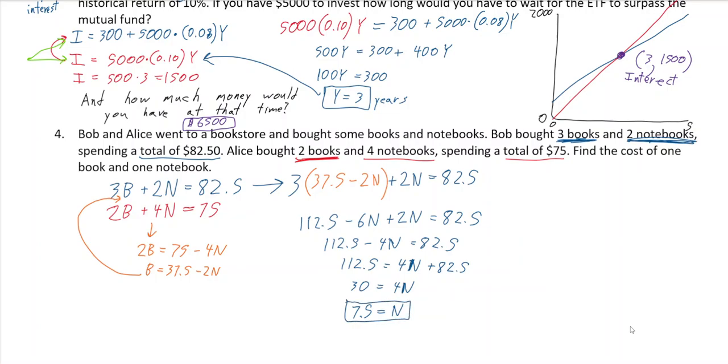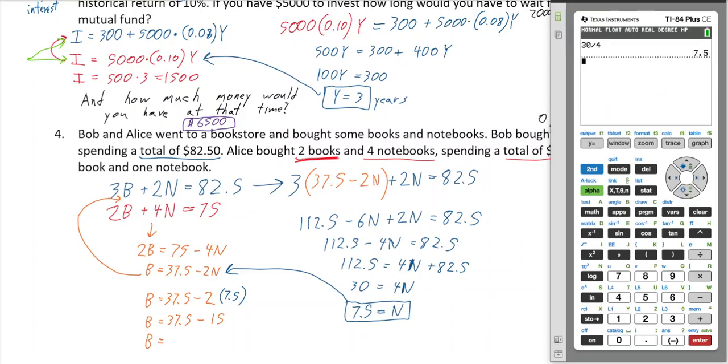Now that we have our N value, you can substitute it back into the orange and solve for B. So B equals 37.5 minus 2N, which is 7.5. Okay, and so we get B equals 37.5 minus 15, which means B equals 22.5.